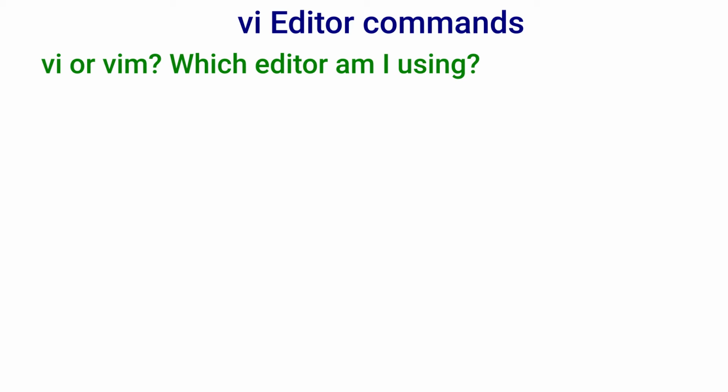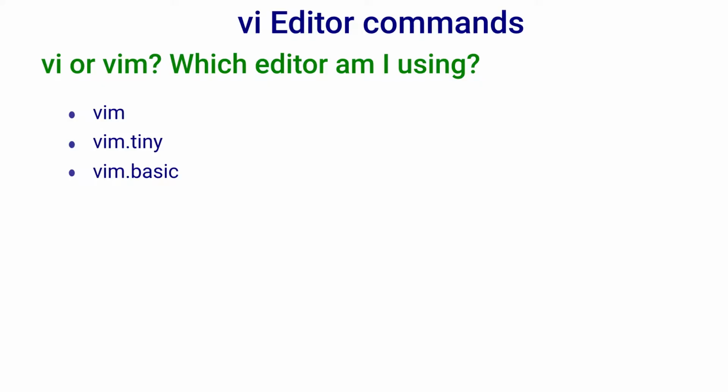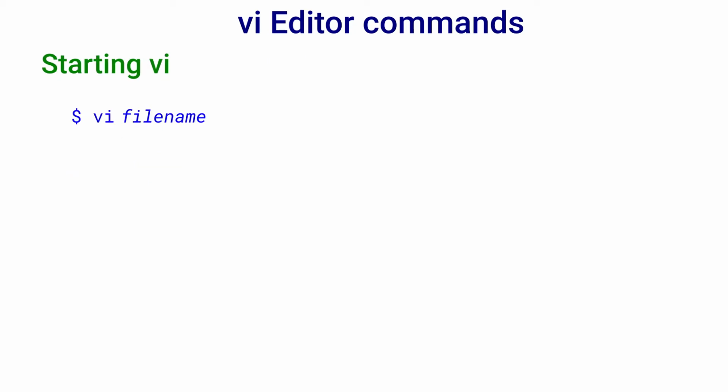Which editor am I using, VI or Vim? Most probably it is some configuration of Vim. If you follow the links, you may well find out VI leads to vim.tiny or vim.basic. Vim is always a superset of VI. Since VI is the core concept and VI commands is the subject of this video, I'll be referring to the editor as VI, but we are aware that the actual software may well be Vim, providing the VI functionality and more. We can start VI with a command VI file name.